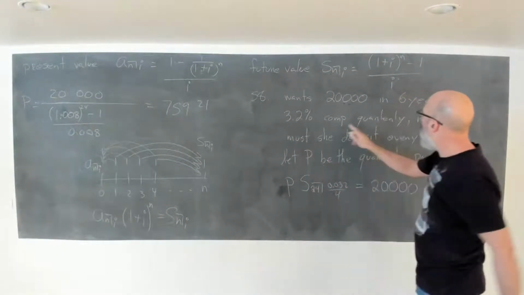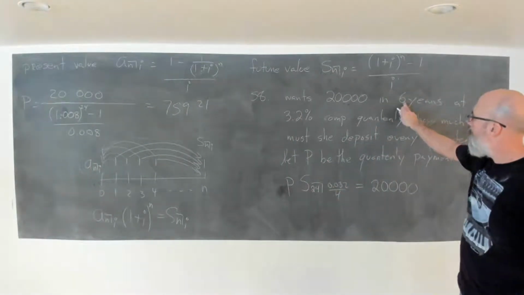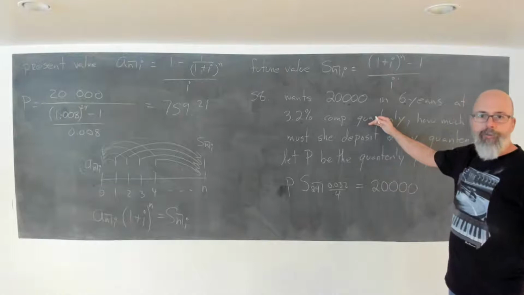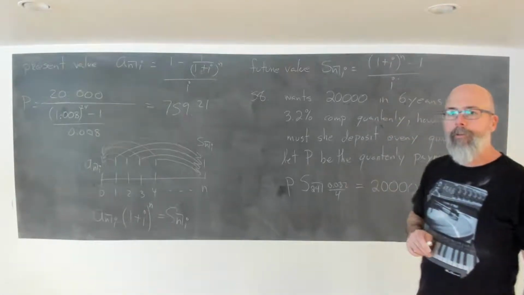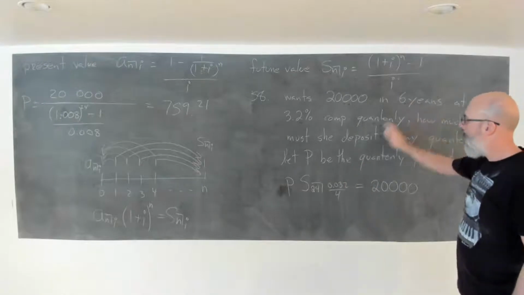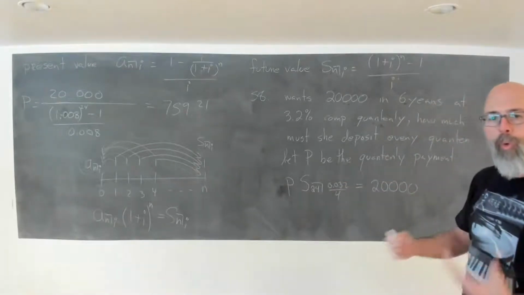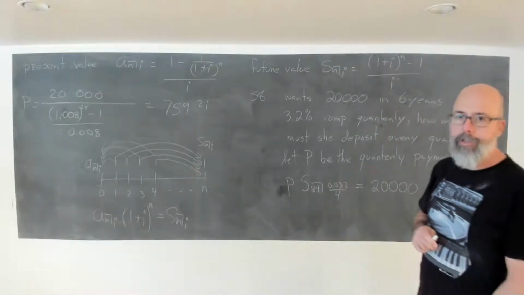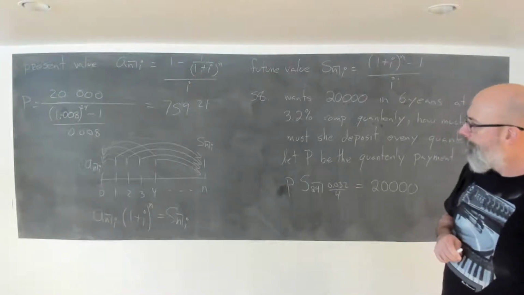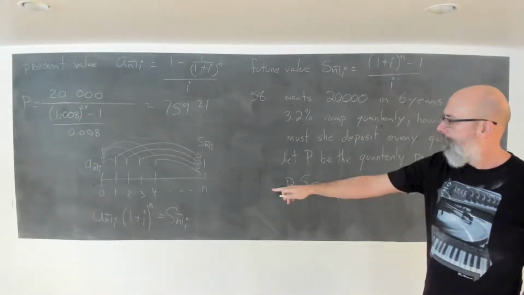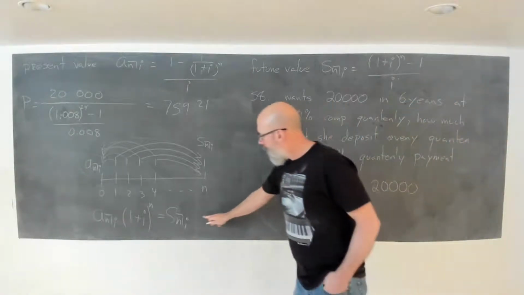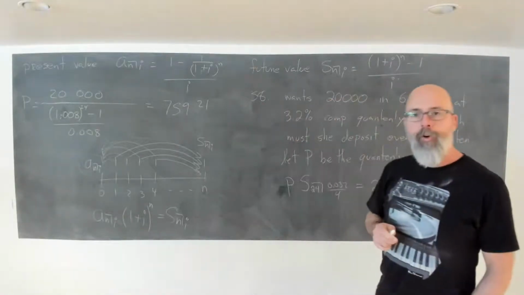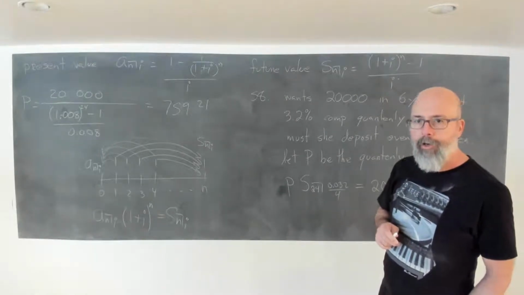Why is N 24 here? You had 6 years, and you have 4 quarters every year, right? So 6 times 4 is 24. 24 quarters in 6 years. So you have this nice verbal interpretation of what's going on.